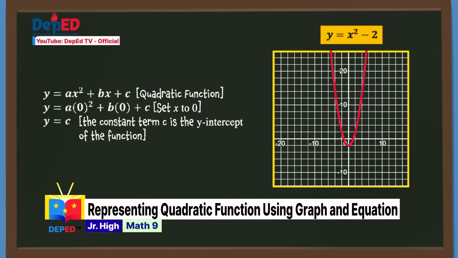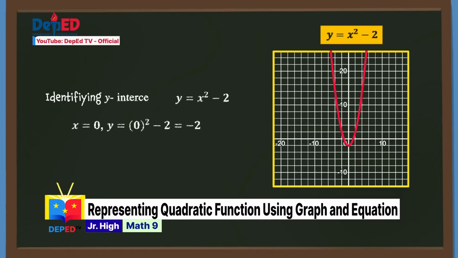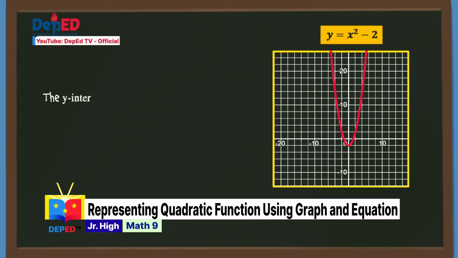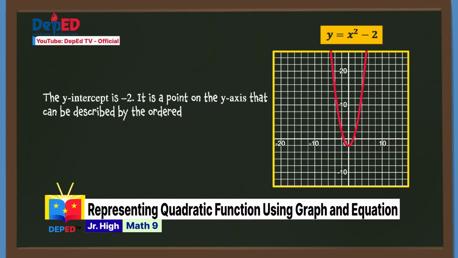All quadratic functions have a y-intercept. This is obtained when x is set to 0. Hence, the value of the constant term or the coefficient c in the function is its y-intercept. In the function y is equal to x squared minus 2, when x is equal to 0, y is equal to the square of 0 minus 2, or simply negative 2. It means that the y-intercept is negative 2. It is a point on the y-axis that can be described by the ordered pair 0, negative 2.